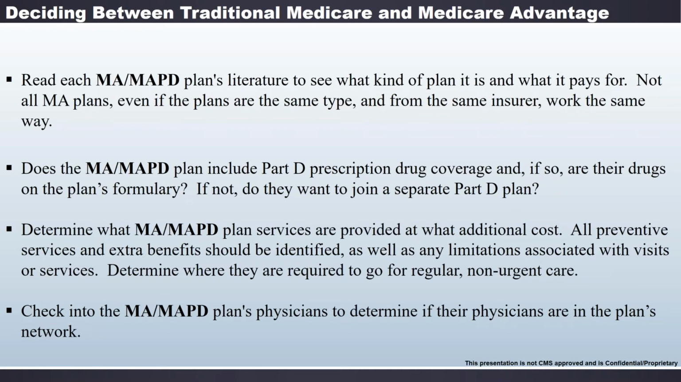And then what are some of the additional things that you can get? Okay, determine what plans at what additional costs, because all the preventative services and extra benefits should be identified, as well as any limitations associated with the visits or service. And you need to determine where they can go for regular and non-urgent care, because in these plans, we all know, just like in under 65 plans, emergency and urgent care is always covered. It's what happens when they want to just go to the doctor and they're out of town. Okay. And then you want to make sure, again, that the physician is actually a member of the plan's network.